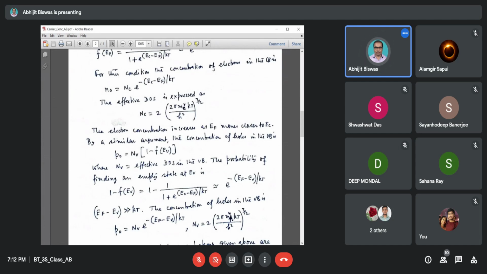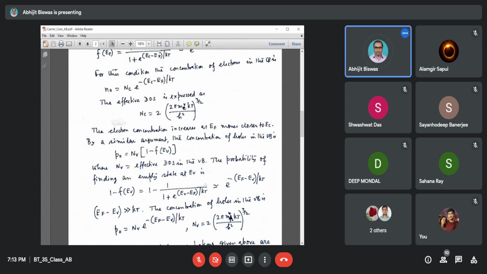f of EV means the occupied states, and you know that the probability of vacant states and the probability of occupied states, if you sum them, will be equal to unity. So, in order to obtain the vacant states, the probability function will be 1 minus f of EV, because f of EV indicates the probability of occupied states. So the empty states are given by 1 minus f of EV.